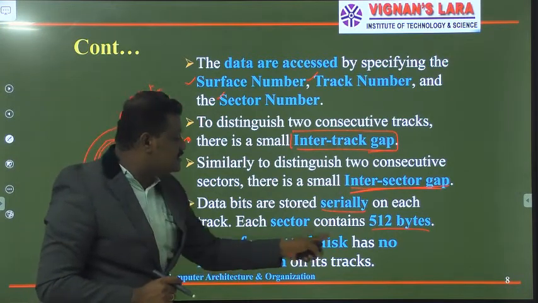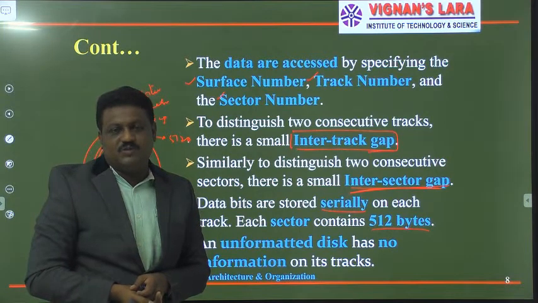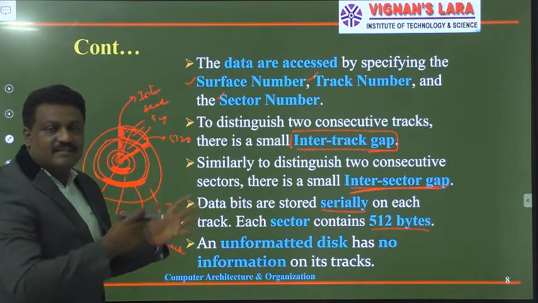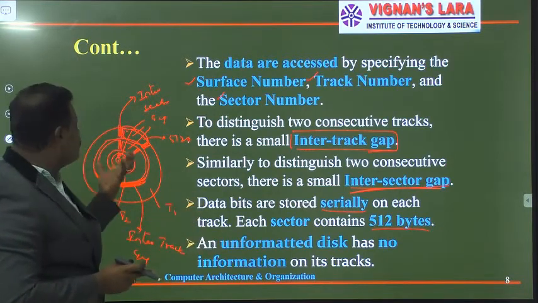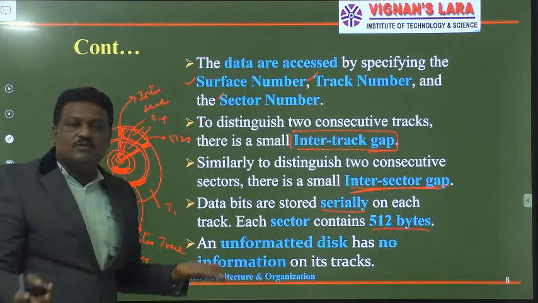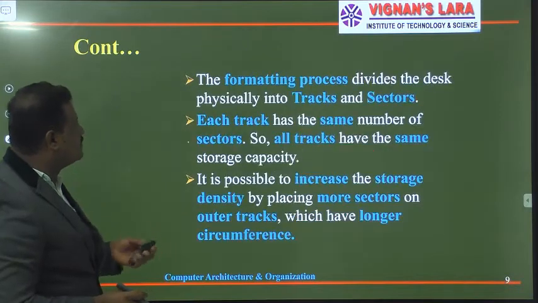An unformatted disk has no information on its tracks. If you are not formatting a particular disk, then we call such a disk an unformatted disk. Once your disk is not formatted, then no information is present on the tracks. That's it. You have to remember that.